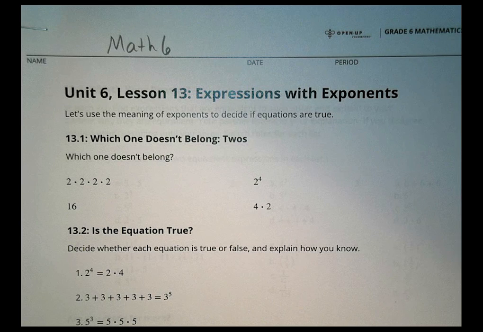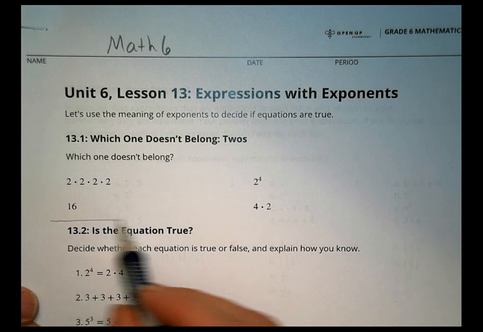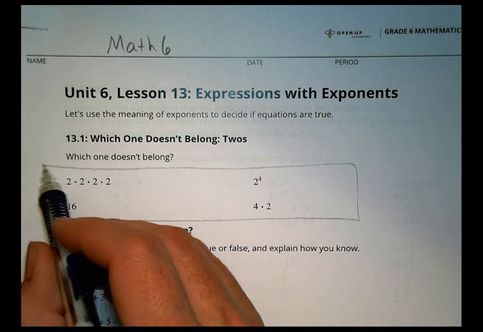Hey, this is Math 6, Unit 6, Lesson 13, Expressions with Exponents. So the first one is which one doesn't belong. Okay, so we're looking at some 2's, it says. So which one do you think doesn't belong in this group of 4? Which one do you think doesn't quite belong here?